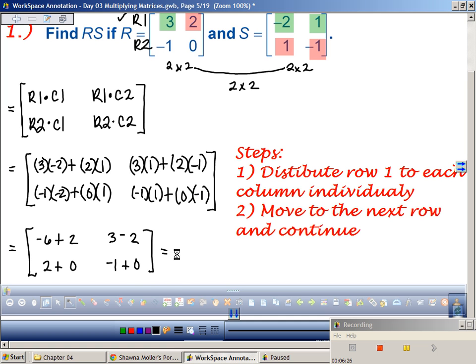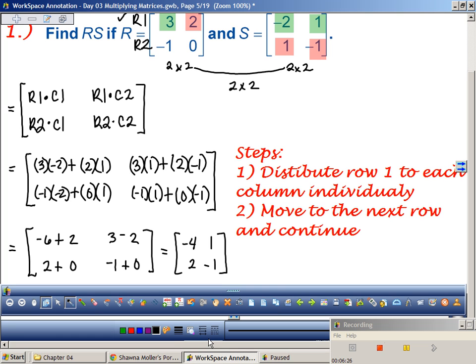Equals negative 6 and 2 is negative 4. 3 minus 2 is 1. 2 plus 0 is 2. Negative 1 plus 0 is negative 1. Questions?